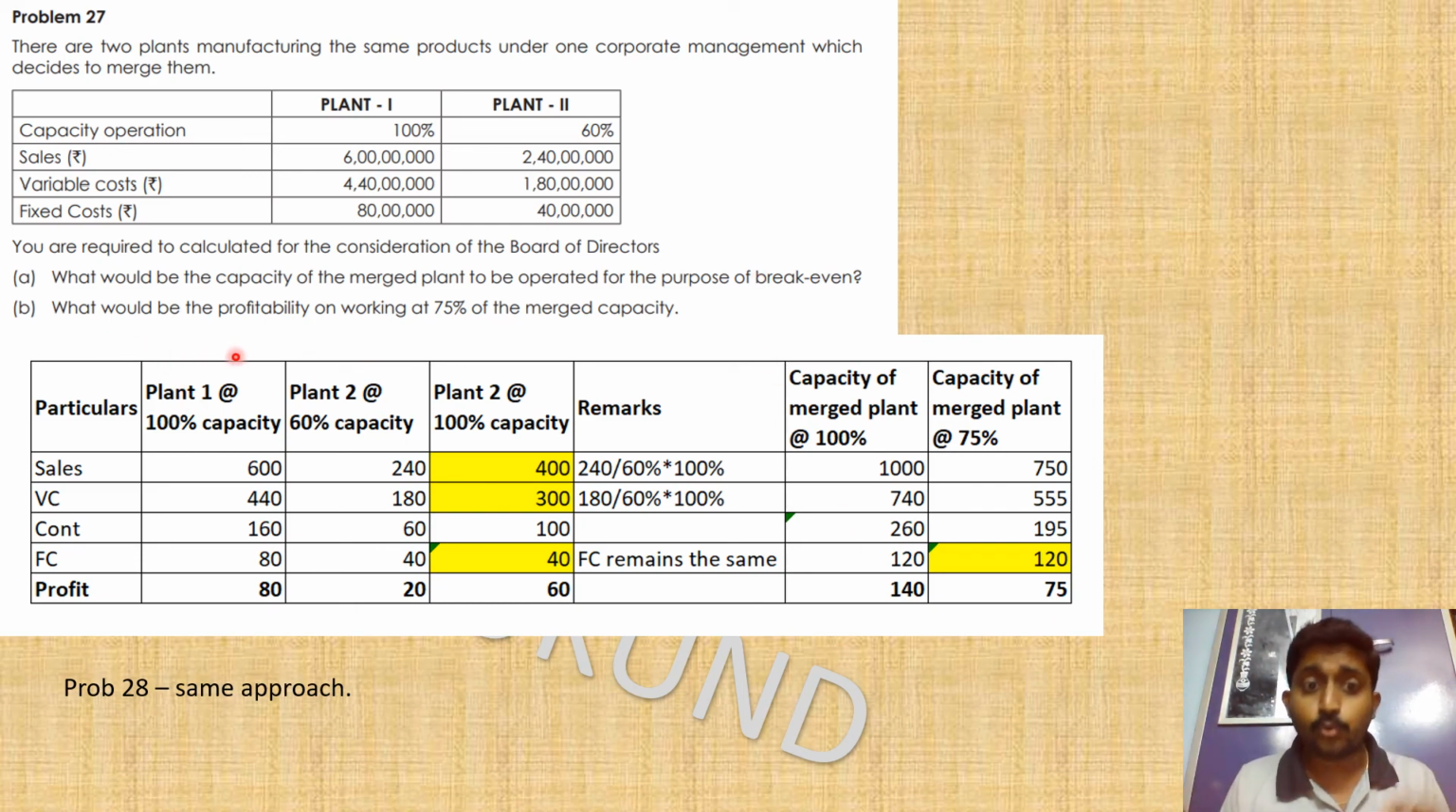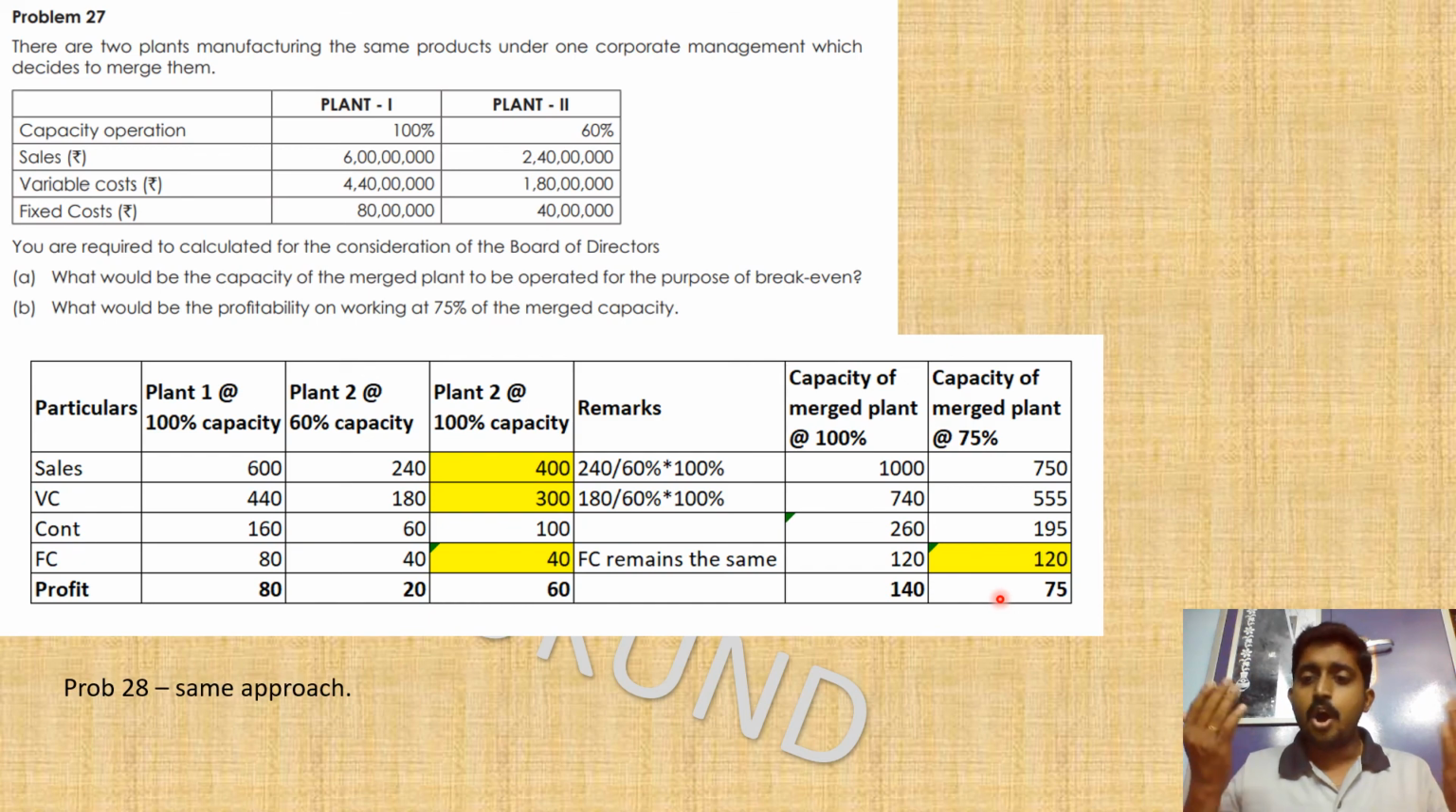The second question is, what would be the profitability on working at 75% of the merged capacity? Now you have 100% of the merged capacity, just apply 75% on the sales, it becomes 750. 740 into 75% becomes 555. So sales minus variable cost will be the contribution. Fixed cost is, again, there is a twist. Here you should not apply 75% because fixed cost is constant. So take the same 120 lakhs for the 75% calculation, contribution minus fixed cost will give you the profit. So profit is 75 lakhs. So we have answered this question.